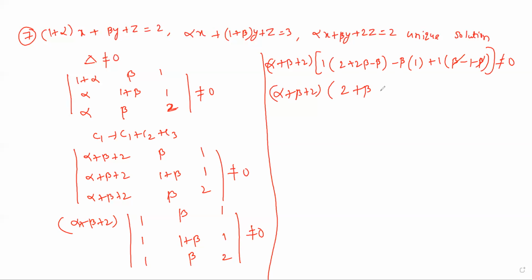Again one more beta, that is minus beta, 1 into minus 1, that is minus 1. Here beta cancels, 2 minus 1, 1 total. Now what you will get: alpha plus beta plus 2 is not equal to 0. Here, which values of alpha beta from the options will not give 0?